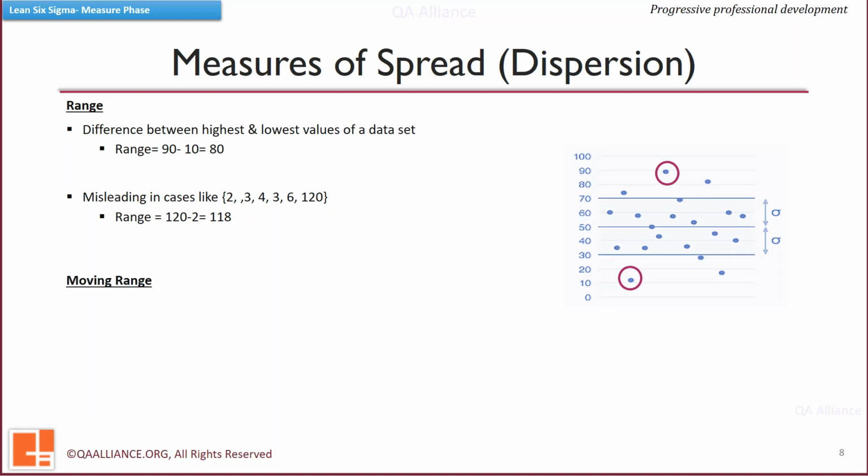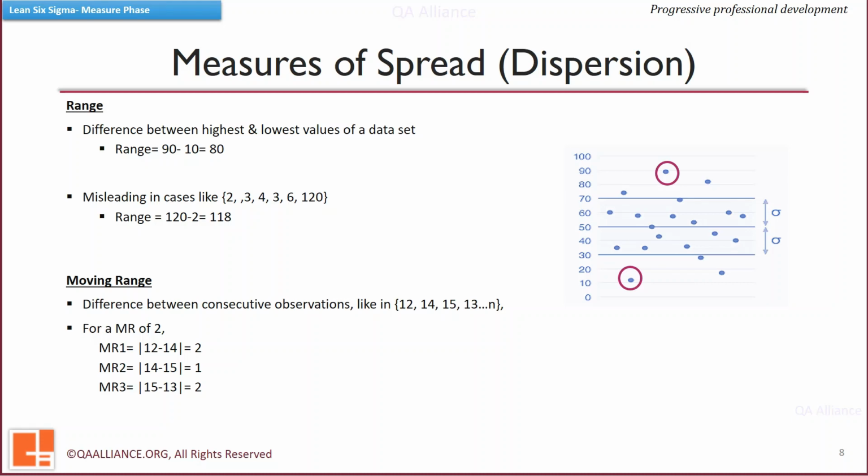One more measure of spread is moving range, which is used in the control charts for individual data points, when data is not collected in subgroups. Moving range is the difference between any two consecutive observations. It measures how a variation in data changes over time. In this example here, we have calculated moving ranges.